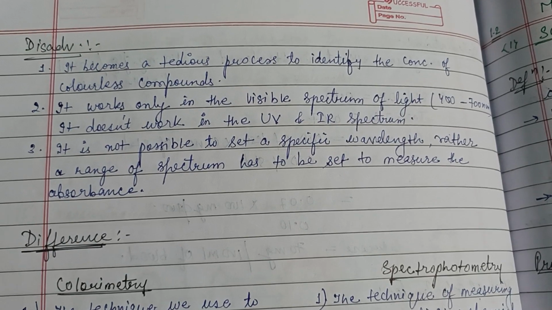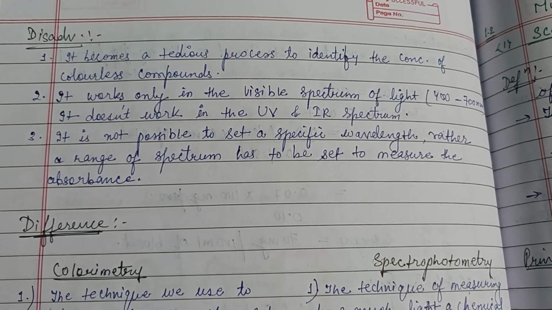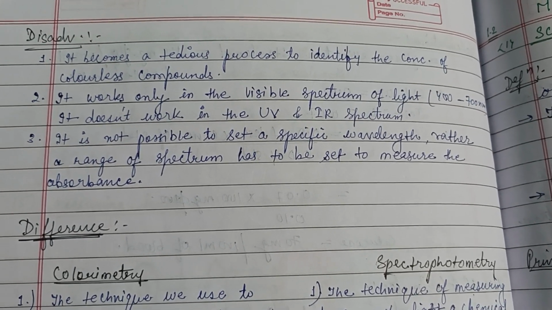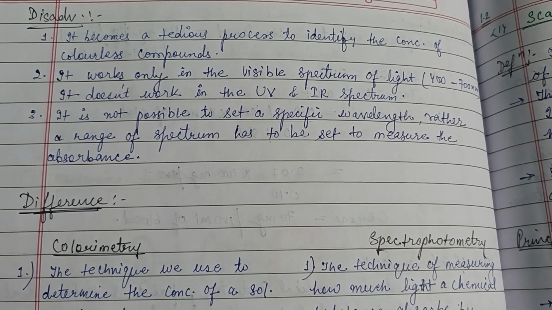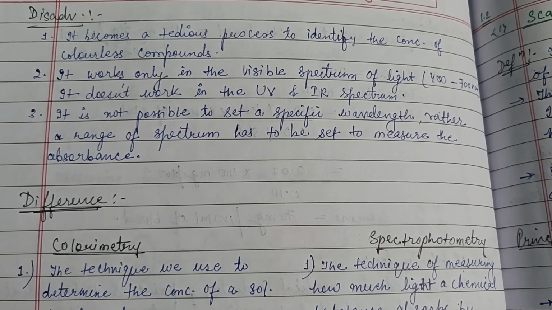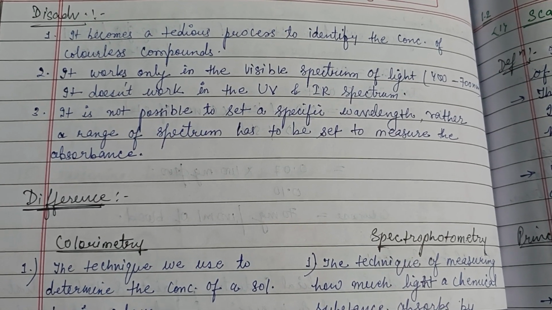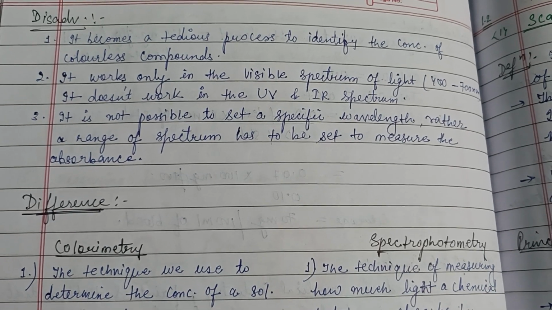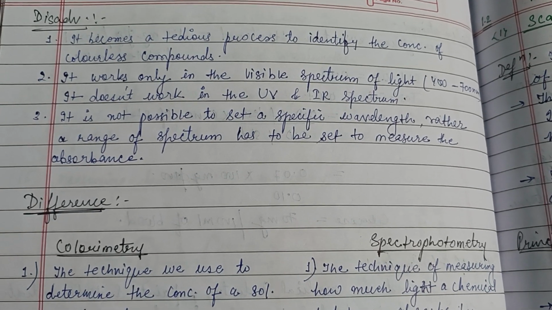It has disadvantages too. It becomes a tedious process to identify the concentration of colorless compounds. It only works in the visible spectrum of light, that is 400 to 700 nanometers. It doesn't work in the UV and IR spectrum, as in the case of the spectrophotometer, which is generally used.